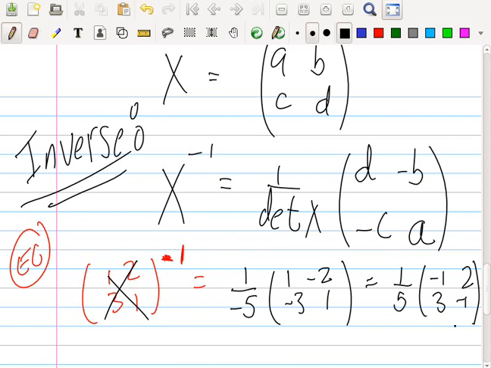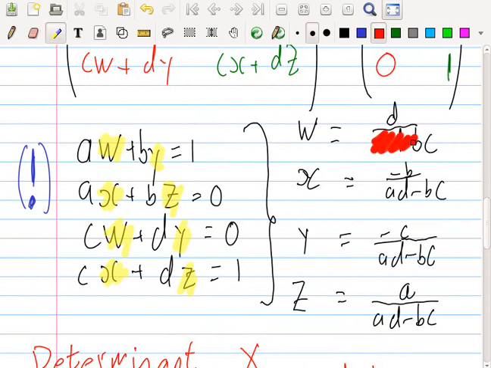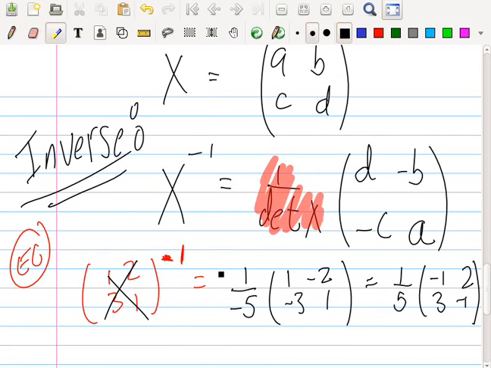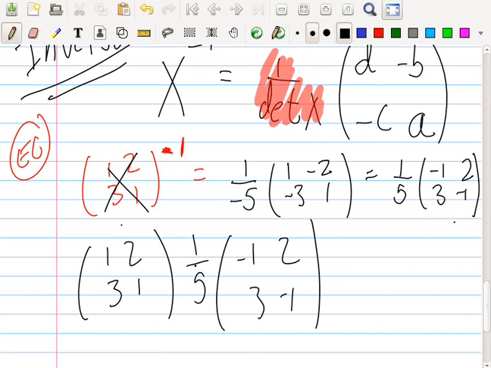Why do you need that 1 over 5? The formula actually has in the front of it 1 over the determinant. The reason for that is because it needs to be in the denominator. If you multiply this original matrix with this answer here, you will make 1, 0, 0, 1, with the 1 over 5. So what would happen is, for example, if you multiply this with this, you can leave this number until the end, and you would get something that looks like this.